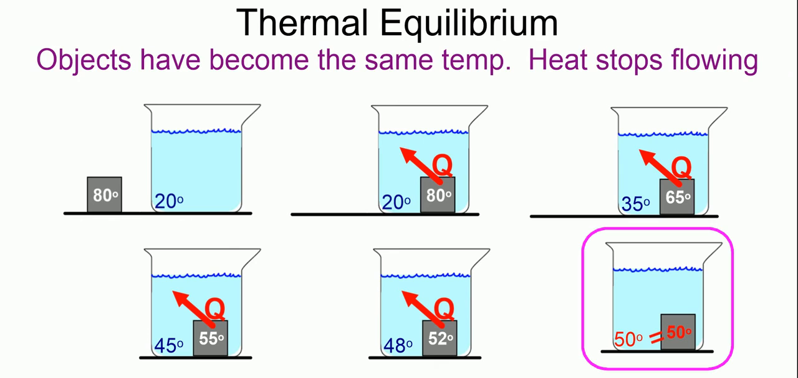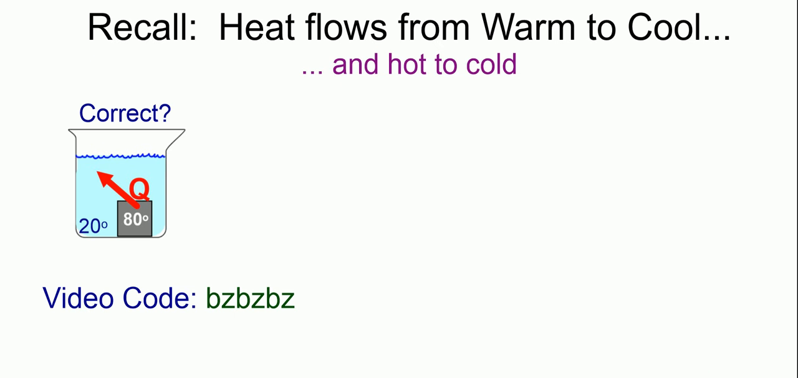But the important word really is here, this spot here, where we are equal. We call that thermal equilibrium. Equilibrium is a term we use in physics to mean when two things are equal, and here it's the two temperatures, isn't it? So when they become the same temperature, heat stops flowing at thermal equilibrium.